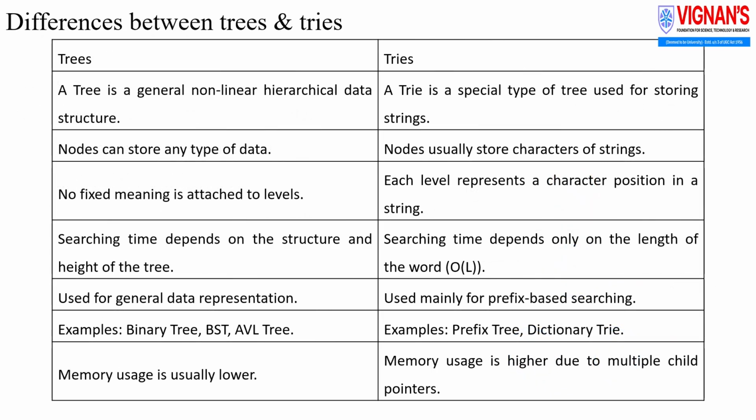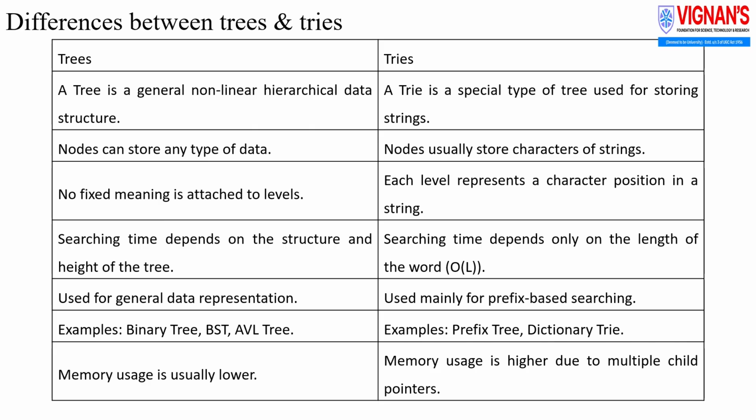Differences between trees and tries. A tree is a general nonlinear hierarchical data structure, whereas a trie is a special type of tree used for storing strings. In trees, nodes can store any type of data, while in tries, nodes usually store characters of strings. In a tree, no fixed meaning is attached to its levels, but in a trie, each level represents a character position in a string. The searching time in a tree depends on the structure and height of the tree, whereas in a trie, the searching time depends only on the length of the word, which is O of L.